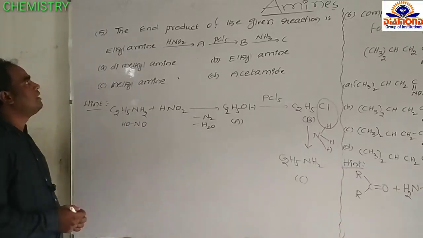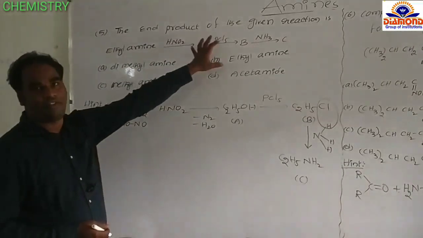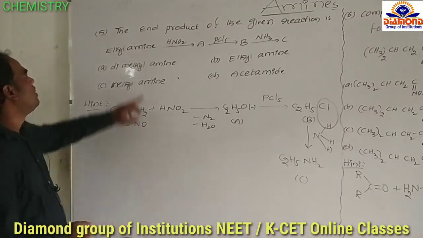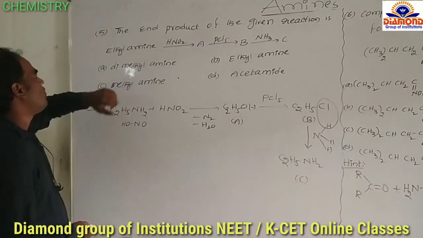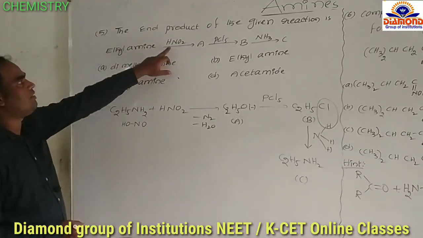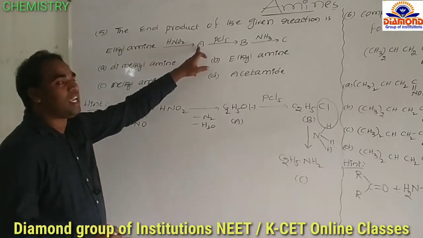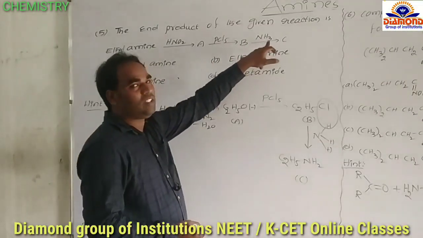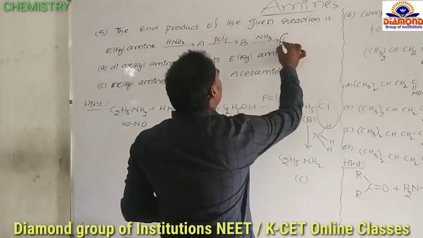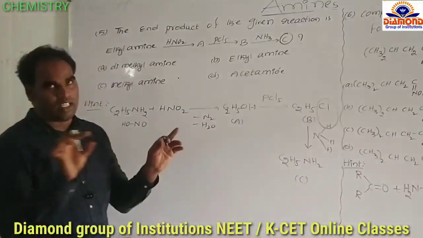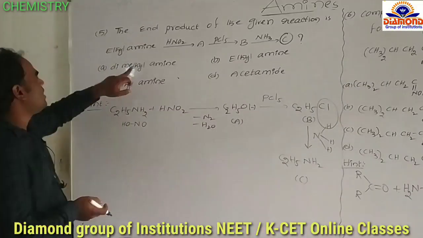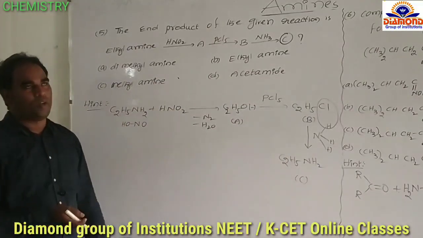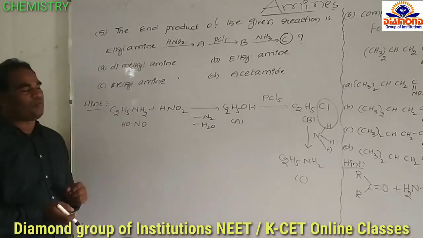So next question. They have given a sequence of reactions, and the question is what the end product is. First, ethylamine reacts with nitrous acid, HNO2, forming A, and A reacts with PCl5, forming B. B reacts with ammonia, forming C. Here, what is C? The options are dimethylamine, ethylamine, methylamine, or acetamide. This is the sequence of reactions, and this is a hint for this question.